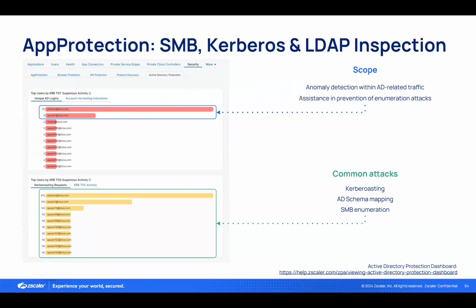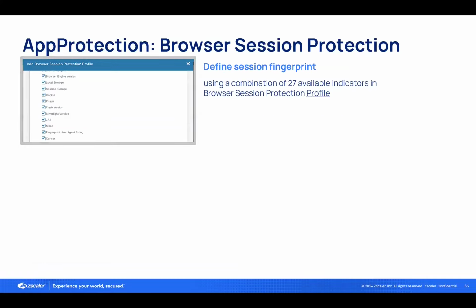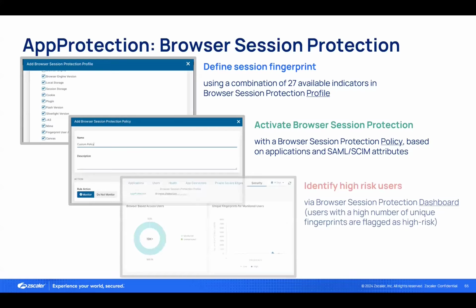It can also be leveraged to provide SMB, Kerberos, and LDAP inspection and protection, providing you with anomaly detection within AD-related traffic, assistance in prevention of enumeration attacks, and protection against common attacks such as Kerberoasting, AD schema mapping, and SMB enumeration. Finally, AppProtection also provides browser session protection, allowing you to define session fingerprints using a combination of 27 available indicators in browser session protection profiles, which can then be activated as a browser session protection policy based on applications and SAML or SCIM attributes. This also provides a dashboard identifying users with a high number of unique fingerprints.